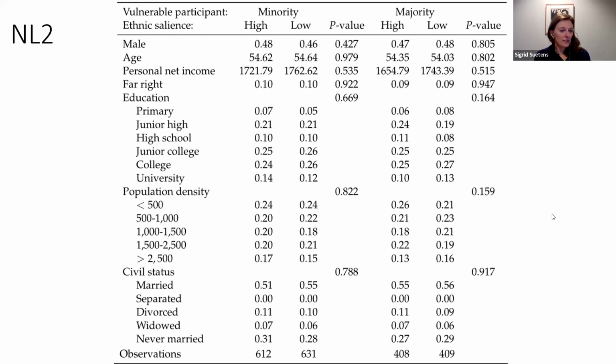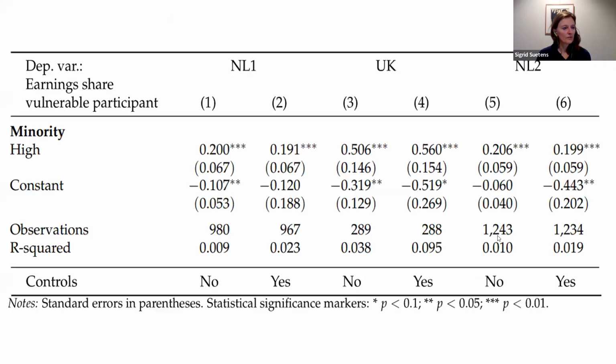And then finally, our NL2 experiments, no differences here as well, right? So the waves are very much balanced in terms of the variables that we can observe. Okay, so then let me show you the main results first.